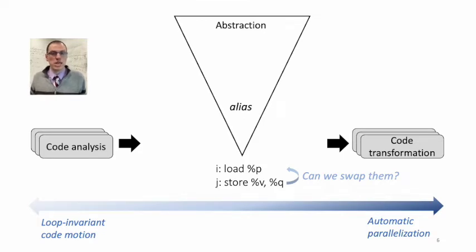With this abstraction, we can check whether the two pointers P and Q that the load and store instructions use can point to the same memory location or not. If they don't alias, therefore they cannot point to the same memory location, then our code transformation can swap the two instructions. Otherwise, it cannot. Notice that this alias abstraction is not explicit in the IR, but it is the result of running a code analysis, alias analysis in this case.